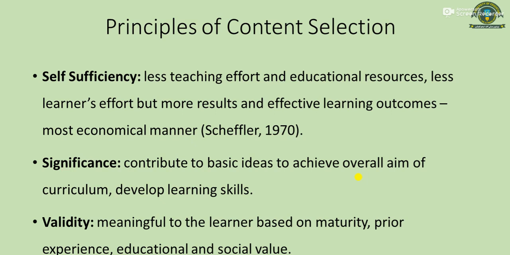Now there are the principles of content selection. The first principle is self-sufficiency. Self-sufficiency means the content should be self-sufficient, which requires less teaching effort and educational resources, less learners' effort, but gives more results and effective learning outcomes in the most economical manner. It should be sufficient enough that a teacher or learner does not have to waste extra energy in the teaching and learning process.